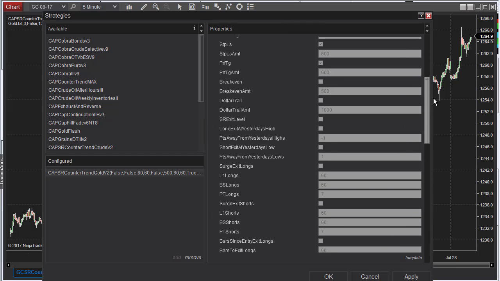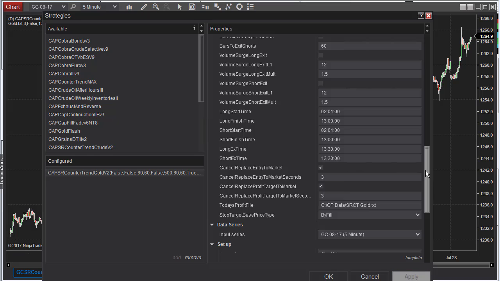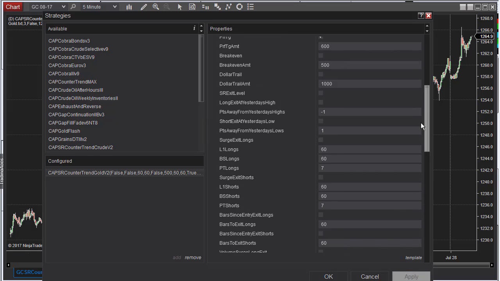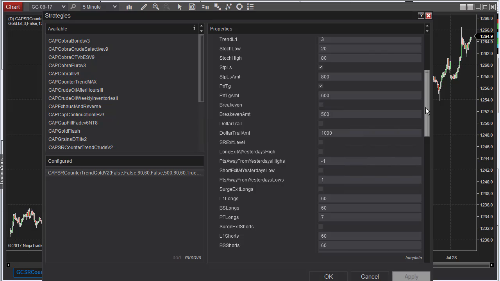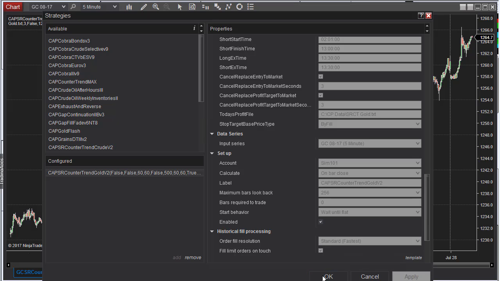If you have the SR exit level, that means the support resistance level. And so if it hits the resistance level on longs before the profit target, it exits. And if it hits the support level on shorts before it hits its profit target, it exits when this is true. And so we enable this, and we'll see the difference in the trades and wait for those to update.